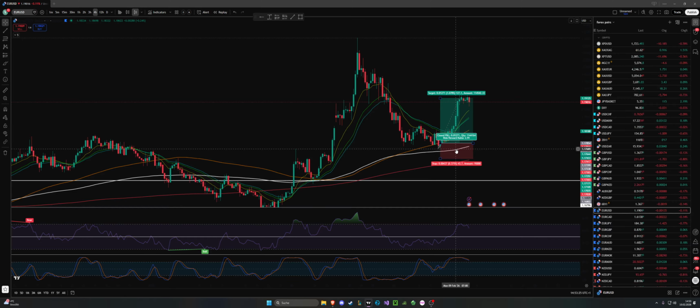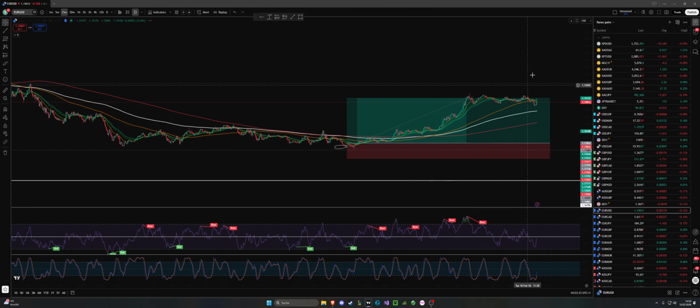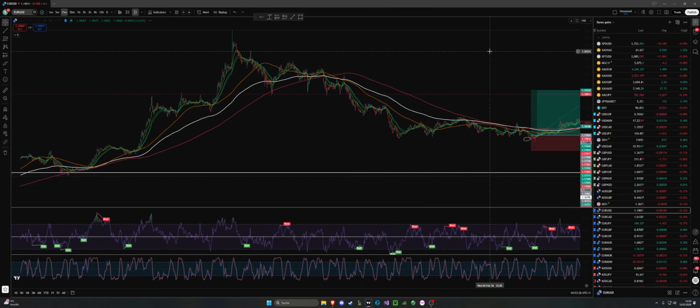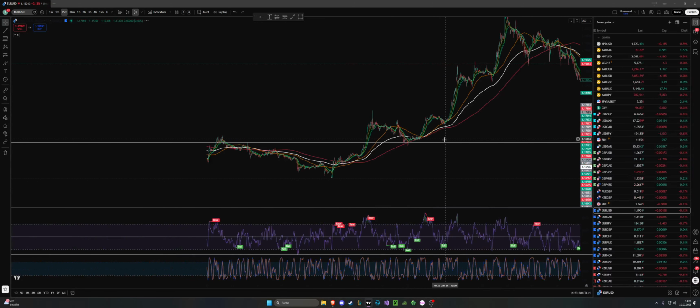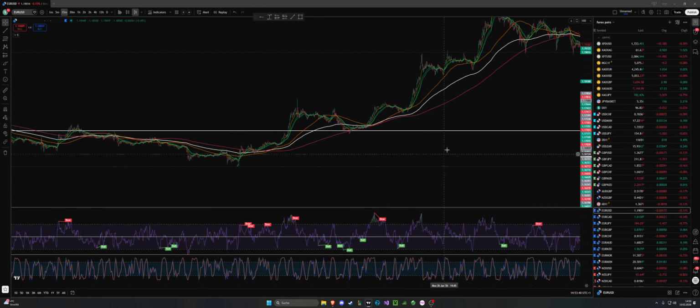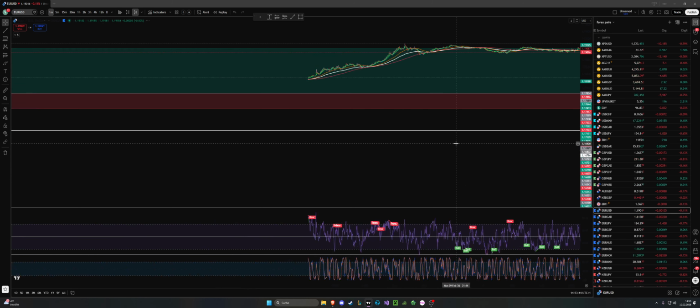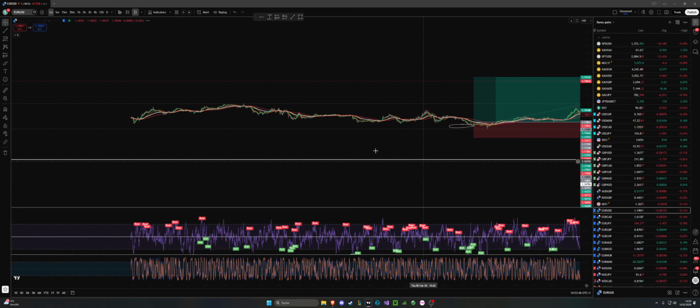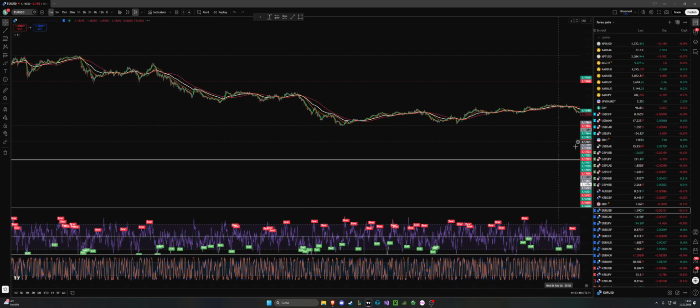A 4-hour EMA 200 test is going to be stronger than a 1-hour, and a 1-hour is going to be stronger than a 15-minute, and so on. But you can use these EMAs on different time frames. It's like a fractal concept. It works on every time frame, from the daily to the 1 minute, and you can use it very well for scalping.